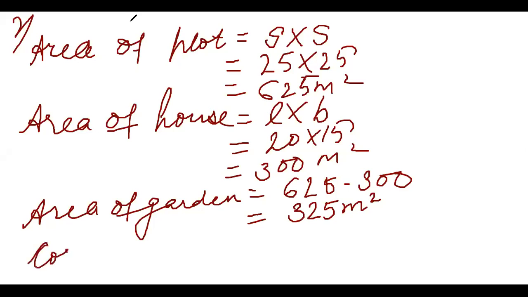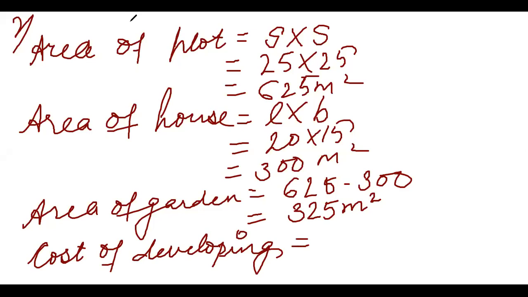Then you have to find out cost of developing the garden. The cost given is 55 rupees per 1 meter square. We have to develop the garden, so that means you are to plant the garden, get the garden properly ready. So that means you are to use the area there. Whatever the work is, planting plants or leveling the ground, you have to find out area first of all. So 1 meter square costs 55 rupees to develop. And 325 is the area of the garden.